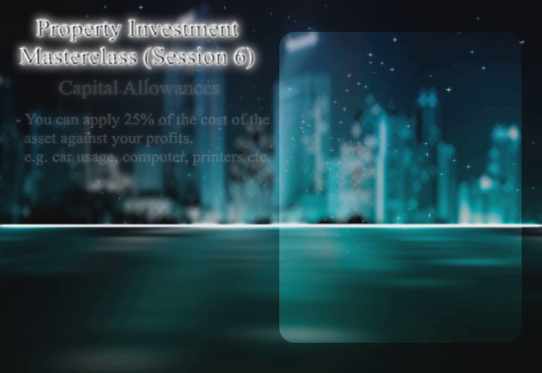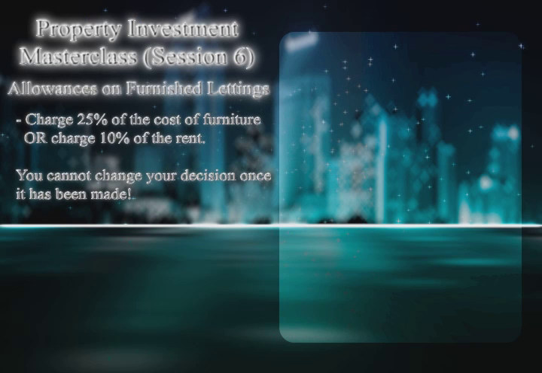Now, with regards to allowances on furnished lettings, you can do one of two things. You can either charge 25% of the cost of the furniture against the profit, or you can charge 10% of the rent, but it's up to you. But once you decide which way you're doing it, you can't change it. So you can't pick and choose each year. If you've spent more on furniture, then you want to charge 25%, and then the following year charge 10% of rent. So you have to choose which one you want to elect for, and then based on that, that's the way you do it from then on.